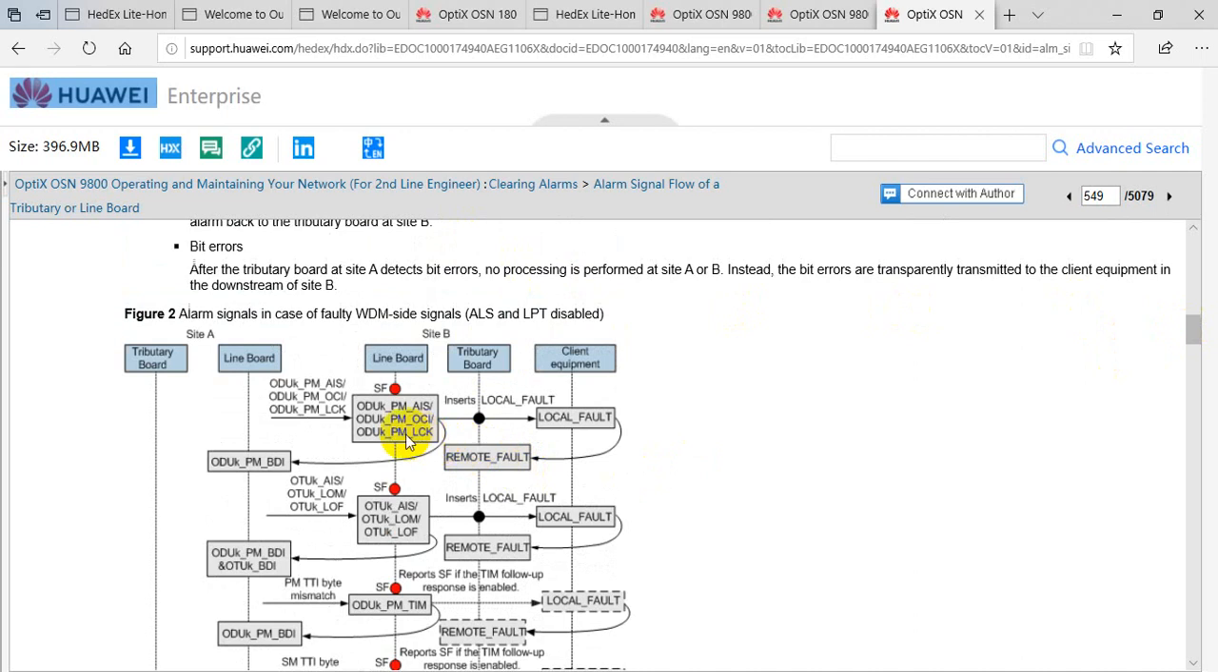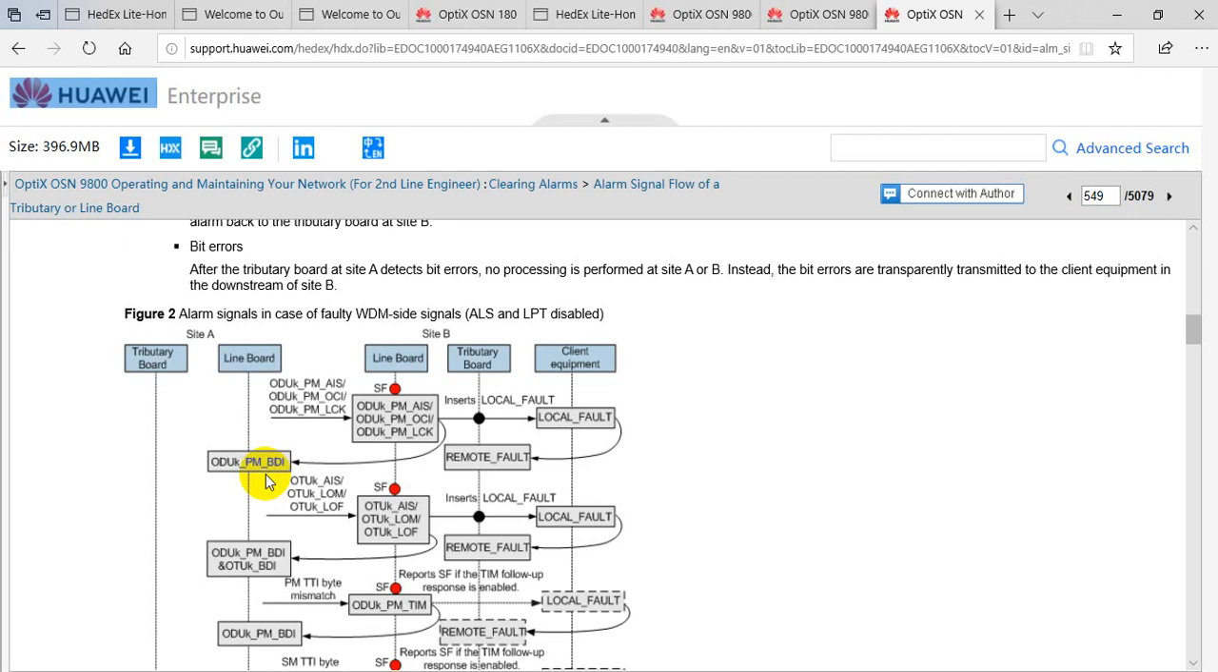In OTN alarm, there is a separate topic on that. If there is a signal failure type of alarm, it has to be informed back in the upstream direction. So any signal failure type of alarms are informed back to the upstream. If I'm getting an ODU layer alarm, I'm informing back as an ODU BDI. So ODU PM BDI, and in case we enable TCM, then ODU TCM BDI. So BDI is common in SM, PM and TCM bytes.